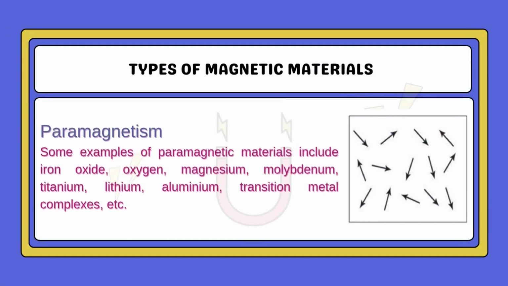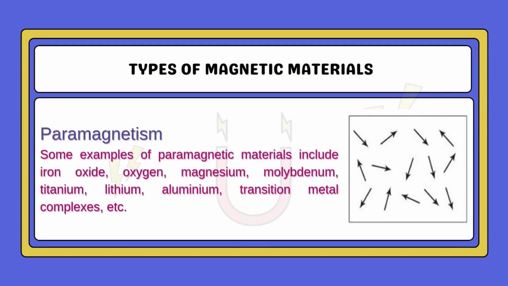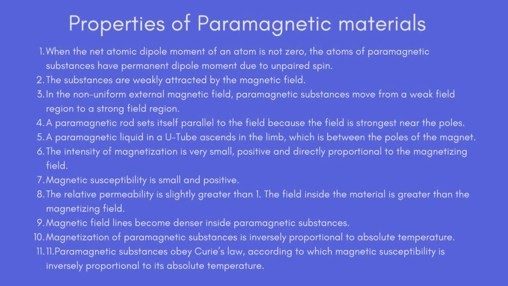Some examples of paramagnetic materials include iron oxide, oxygen, magnesium, molybdenum, titanium, lithium, etc. Let us move to the properties of paramagnetic materials. When the net atomic dipole moment of an atom is not 0, the atoms of paramagnetic substances have permanent dipole moment due to unpaired spin. The substances are weakly attracted by the magnetic field.